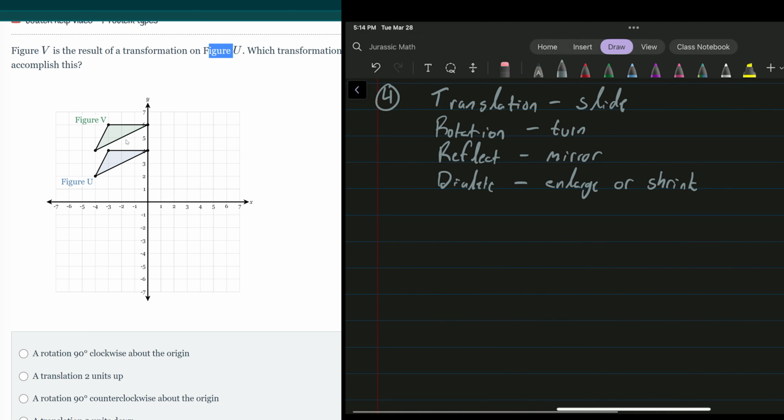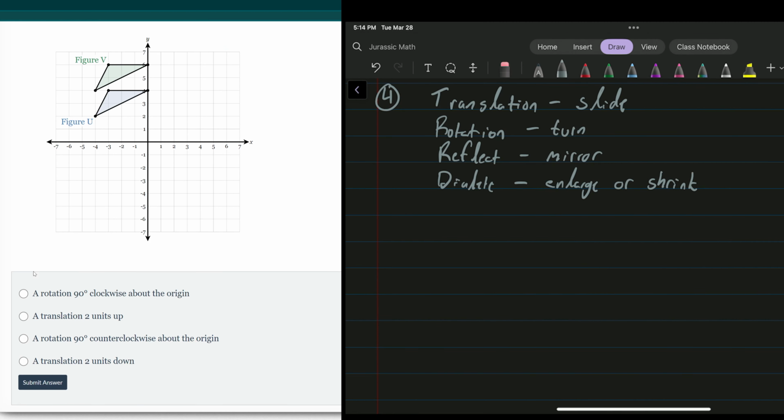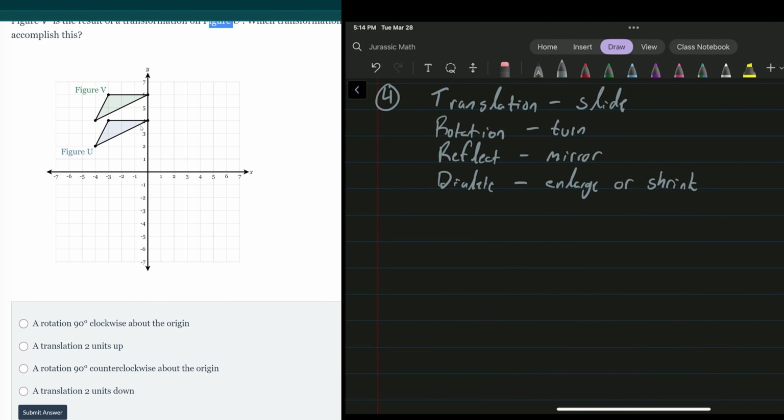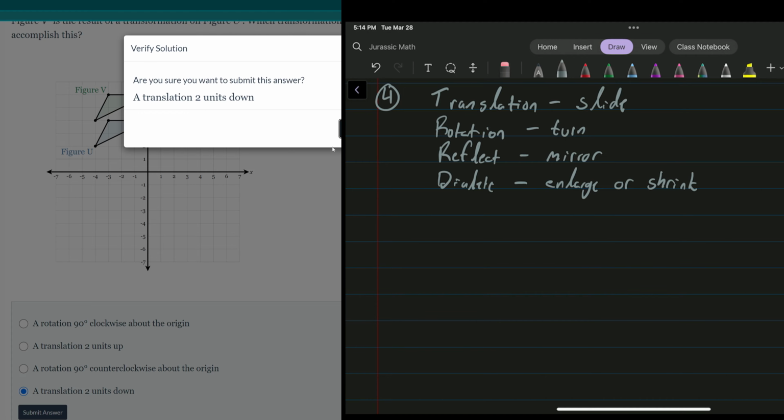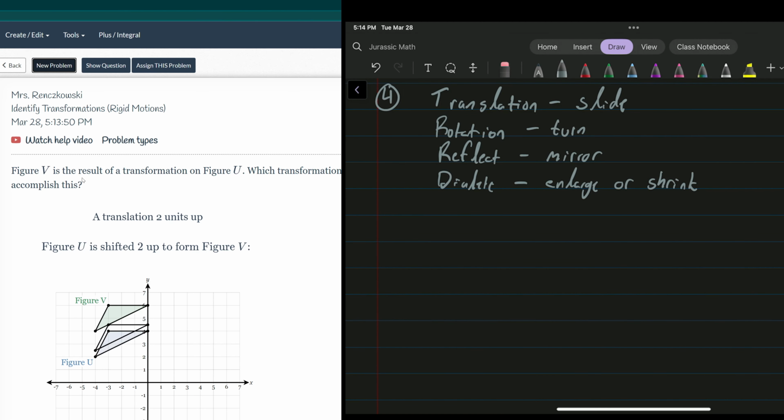So on this one, I know it's not a dilation. It's not even down here. The shapes did not turn, so it's not a rotation. So it's either a translation 2 units up or 2 units down. Since we're going from the green to the blue, that would be a translation down. Hit submit. Oh, I got it wrong.